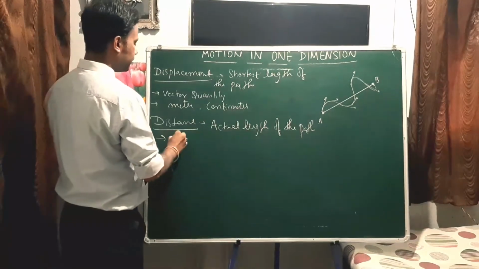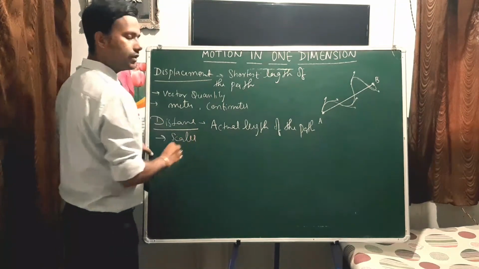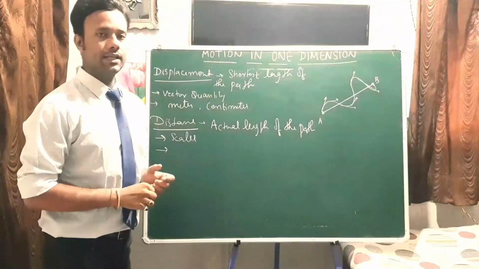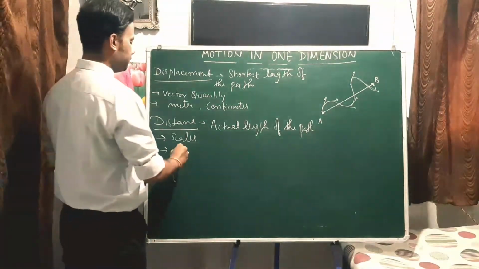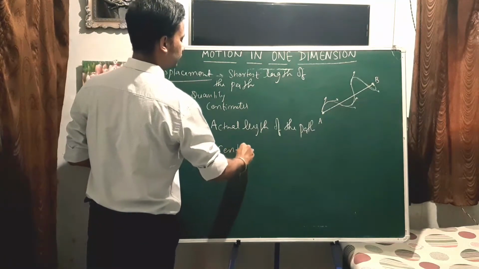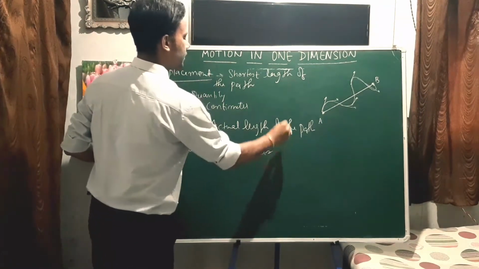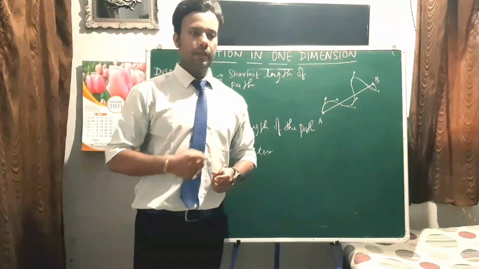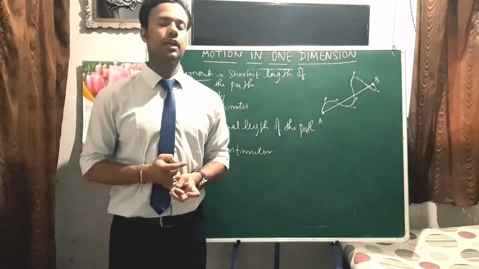So this is a scalar quantity, and the unit is the same as displacement, that is meter and centimeter, right? This is your distance and displacement. Now let's talk about velocity and speed.